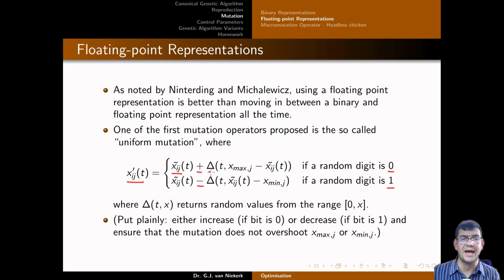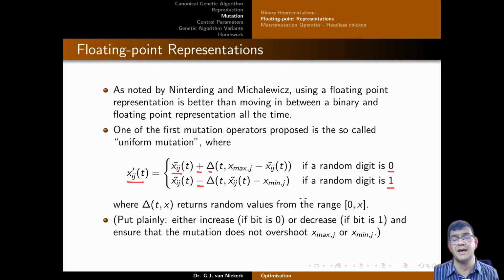Essentially, you add a random value. This is this delta, which is the difference between the maximum allowed value minus the current value. So if the bit is 0, you're going to increase Xij up to the maximum that it can be. That's all that this means. So it means if you're close to the maximum, then you can't modify it that much, but you can only go slightly higher. And of course, the opposite is true.